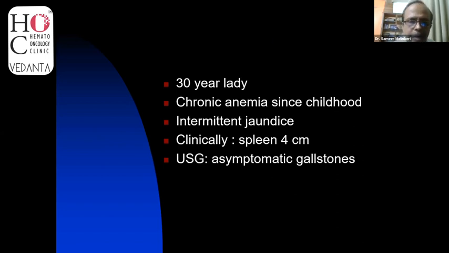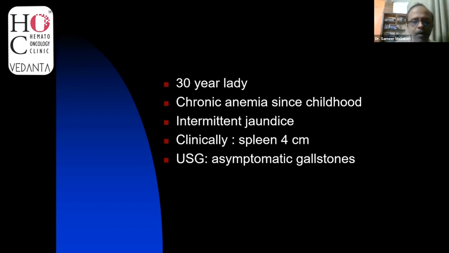of hemolytic anemia. So you have a 30-year-old lady who presented with chronic anemia since childhood. The moment you say since childhood, whenever you ask for history of anemia, you must ask since when the patient has been having it. Has it been there in childhood or a recent onset? In childhood, meaning you're looking at a congenital cause. The patient has intermittent jaundice, and on clinical examination, the spleen is 4 centimeters, and the ultrasound shows gallstones which are asymptomatic.